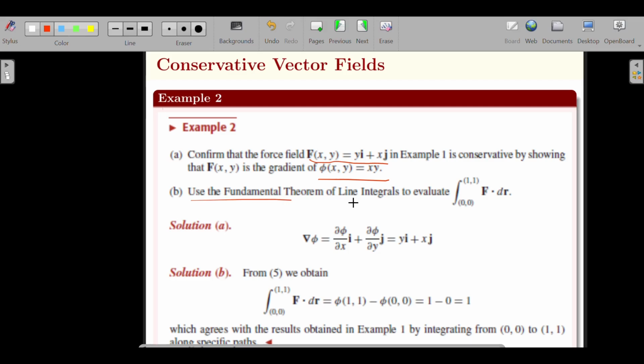Use the fundamental theorem of line integrals to evaluate the integral from 0, 0 to 1, 1 of f dot dr. So here the question that is asked is that you have to find the work done to move a particle from 0, 0 to 1, 1 using the fundamental theorem of line integrals.